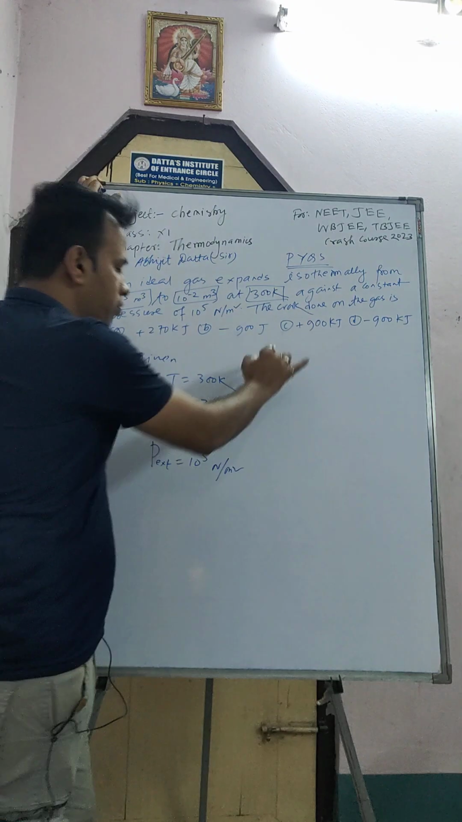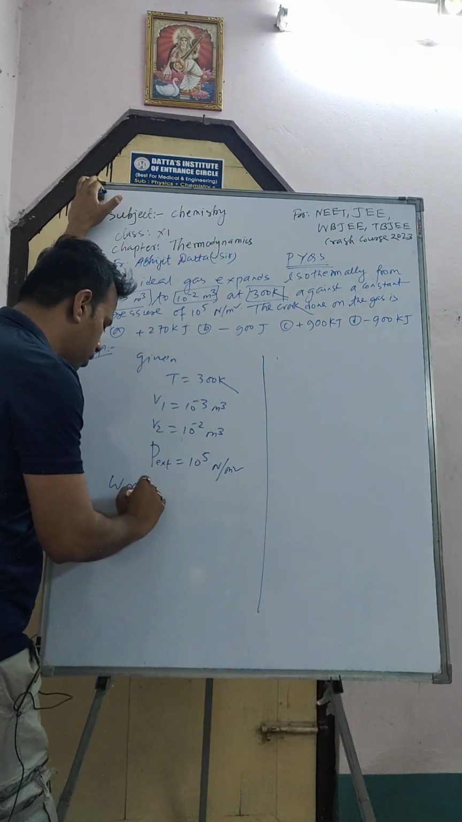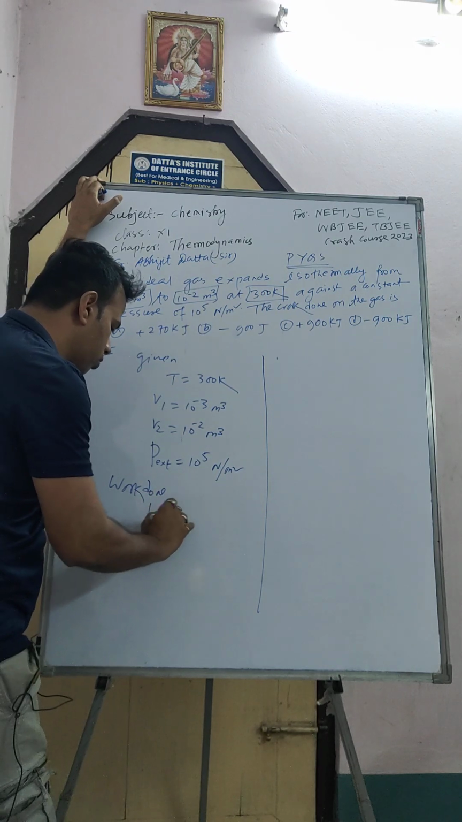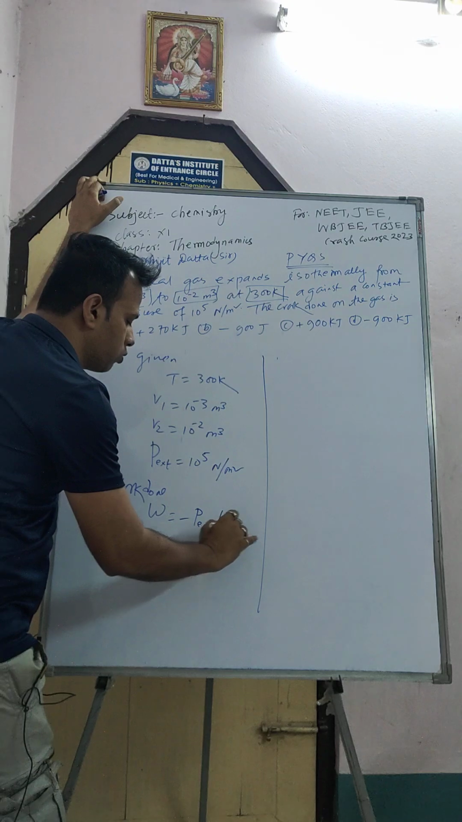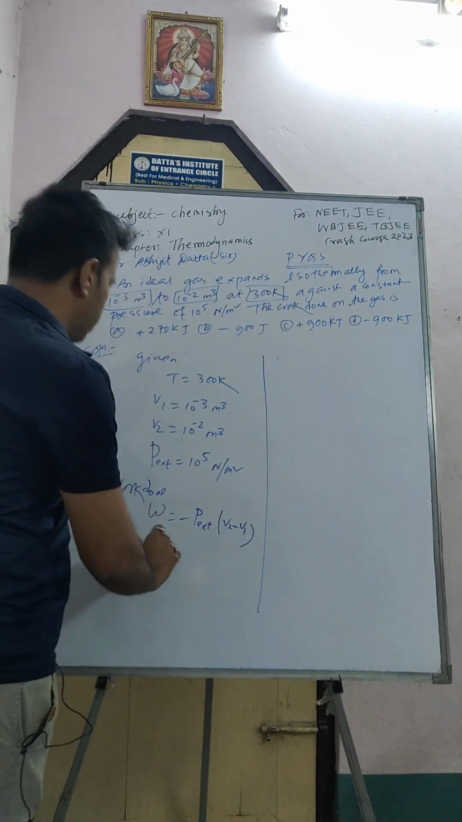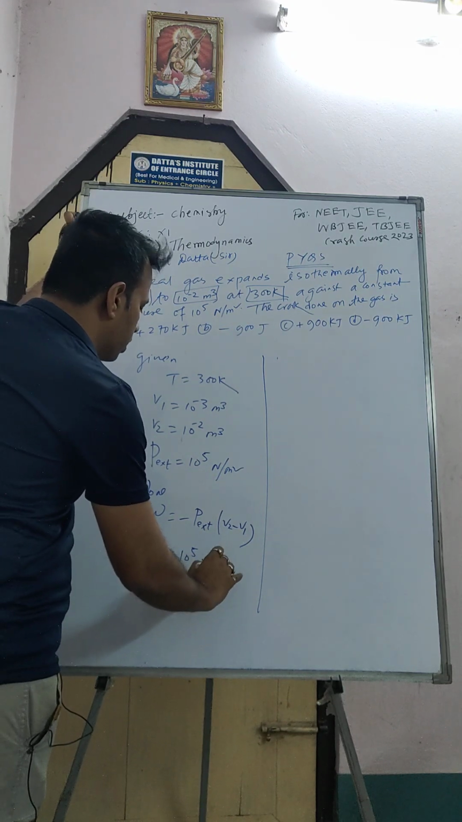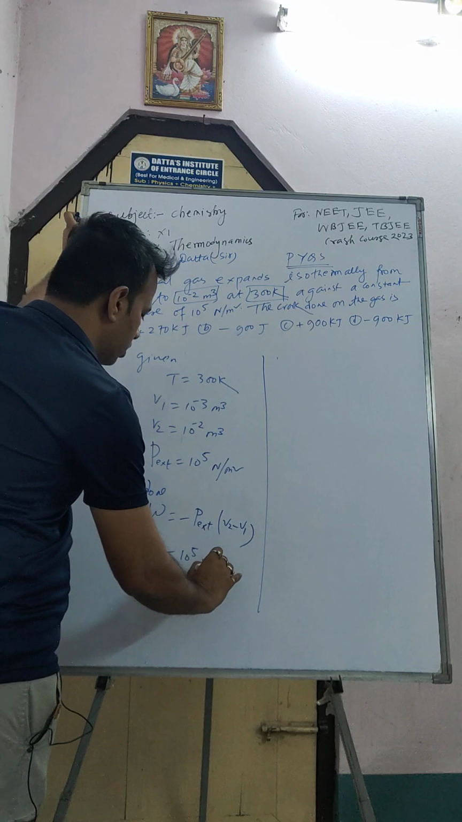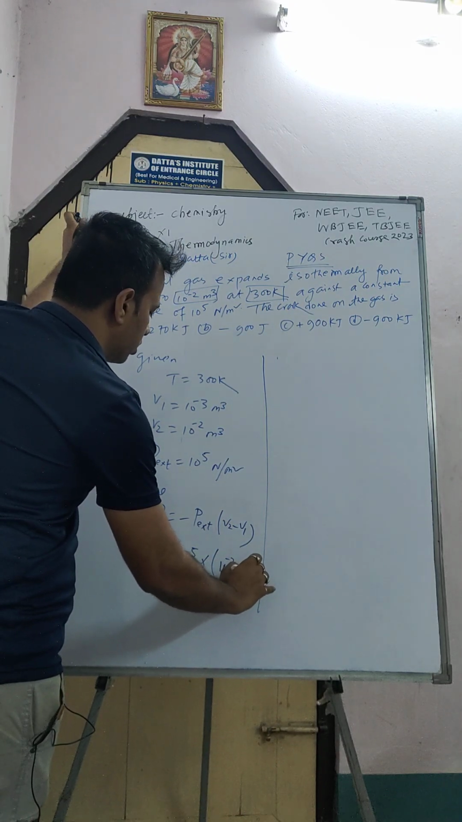Okay, so there is a formula for work done. Work done is W equal to minus P external, external pressure, into V2 minus V1, for isothermal process. Okay, so P is 10 to the power 5, V2 is 10 to the power minus 2, and V1 is 10 to the power minus 3.